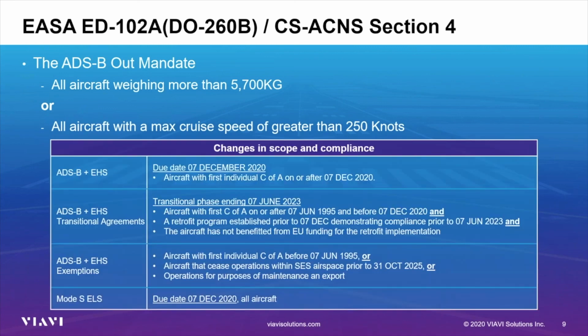There are some transitional agreements and exemptions to that, as detailed in the table shown. Notably, in terms of transitional agreements in place, any aircraft which had its first certificate of airworthiness issued between the 7th of June 1995 and the 7th of December 2020, and which is part of a retrofit program, which means that it will be compliant by 7th of June 2023, are exempt from this 7th of December 2020 date. Exemptions are also in place for aircraft with a certificate of airworthiness which was issued before the 7th of June 1995, or for aircraft which will be retired by the 31st of October 2025.